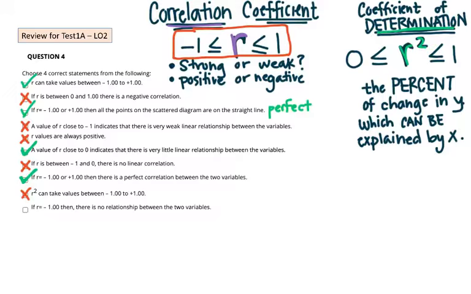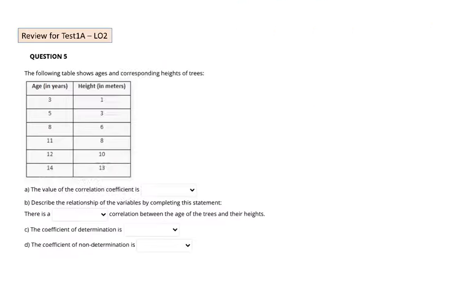It has to be positive, or it could be 0. If R equals -1, then there's no relationship between the variables. Again, that's false. There is a very strong, in fact, a perfect negative linear relationship in that case.